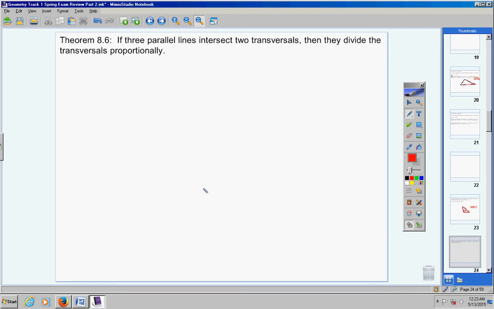Let's look at another theorem. If three parallel lines intersect two transversals, then they divide the transversals proportionally.